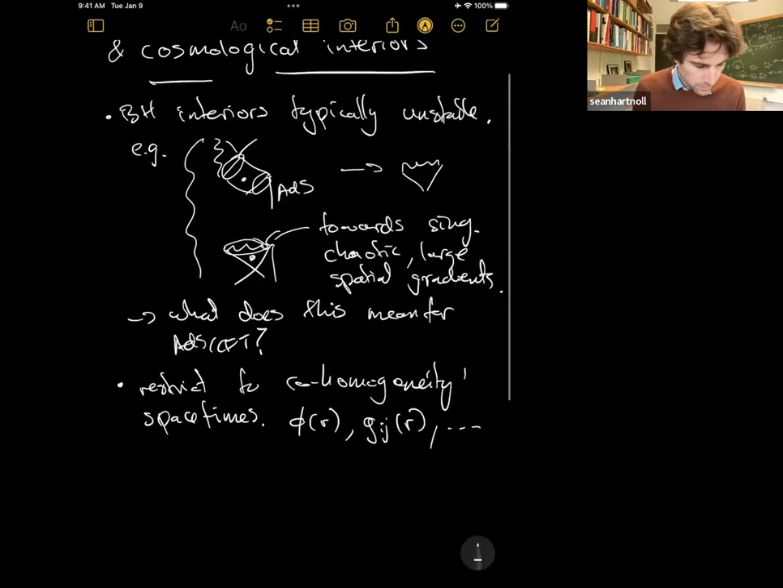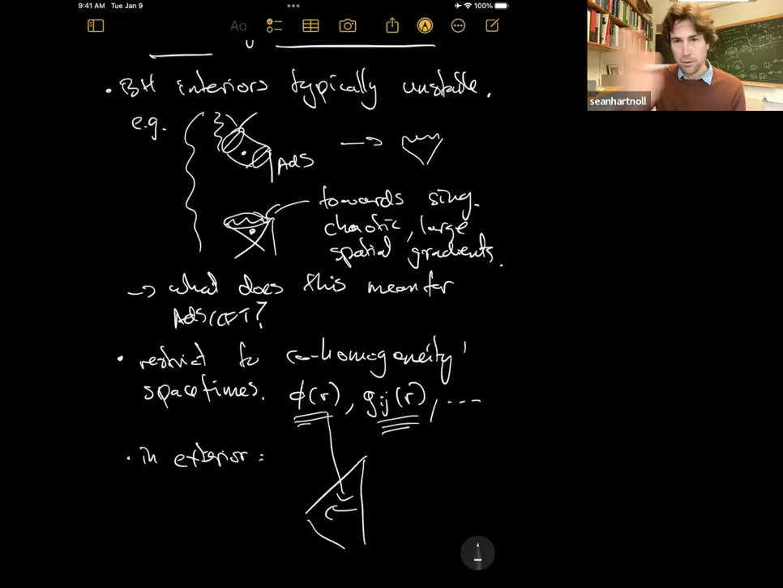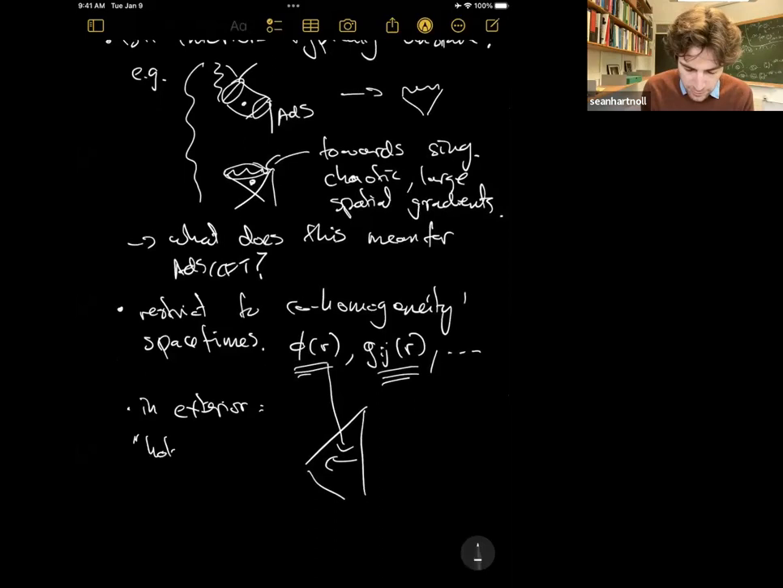So in this setting, where we think of all the bulk fields as just depending on one radial coordinate, in the exterior of a horizon, this is very familiar, and it is normally thought about in terms of holographic renormalization, right? So in the exterior of a horizon, if you have your various fields, here's the boundary, there's some horizon, and the fields evolve radially. So this phi of r is the radial evolution of the field as you go in. And this typically goes under the name of holographic renormalization.